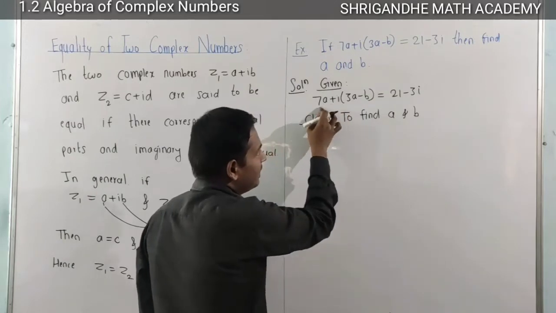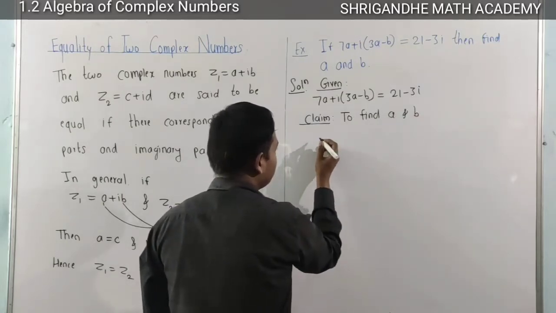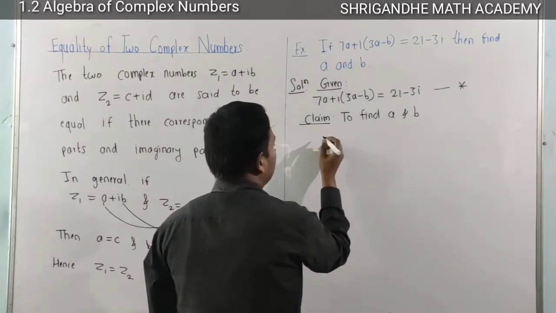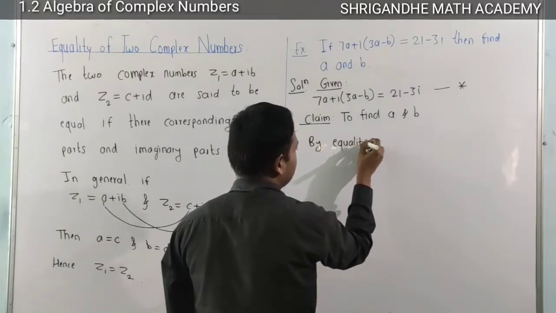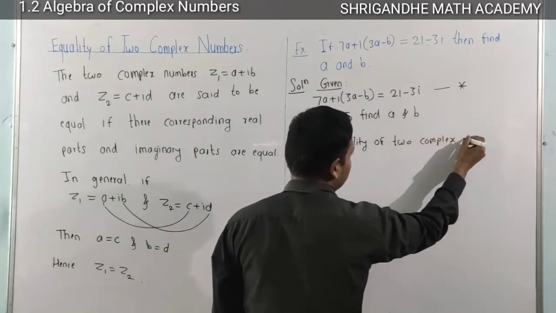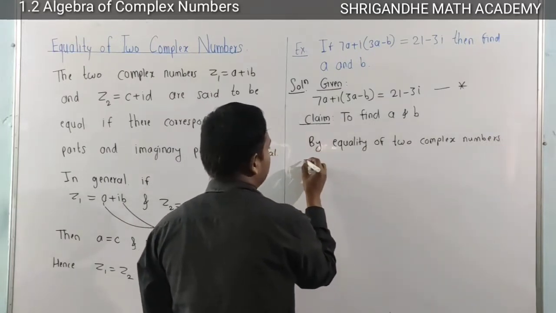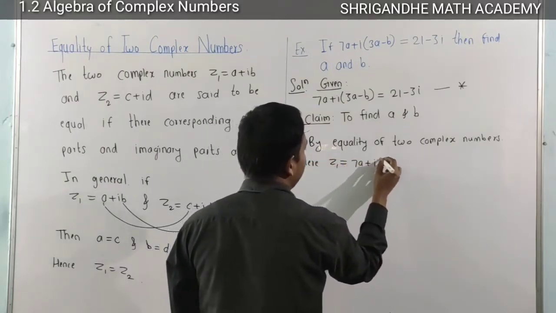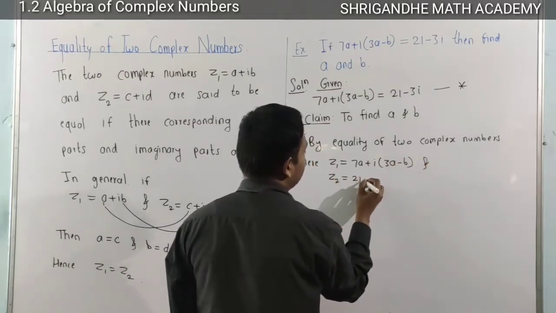Okay, therefore the given part is 7a plus i(3a minus b) is equal to 21 minus 3i. Let us take this as star. Now by equality of two complex numbers, here z1 equal to 7a plus i(3a minus b) and z2 is equal to 21 minus 3i.